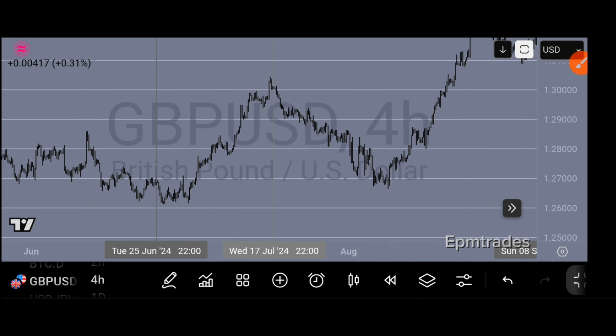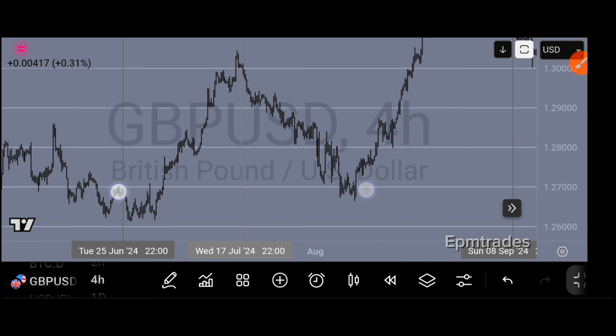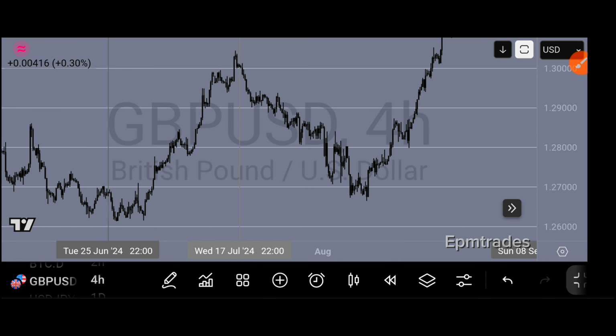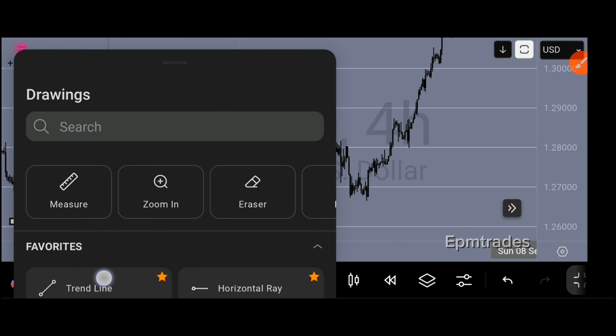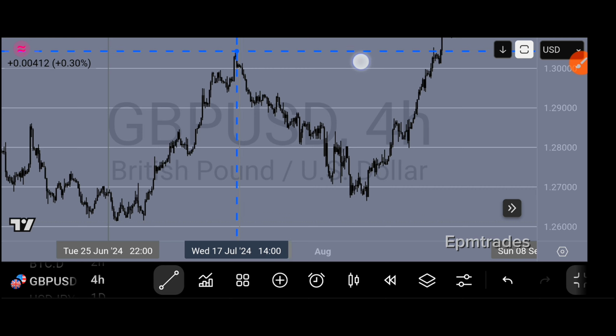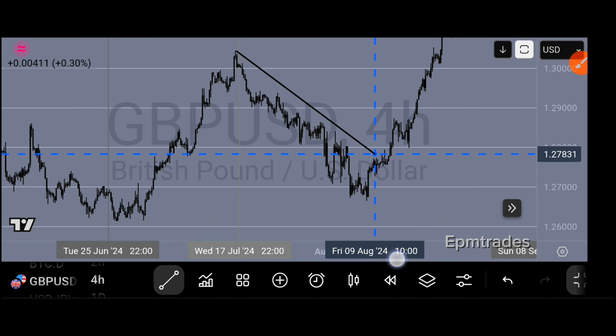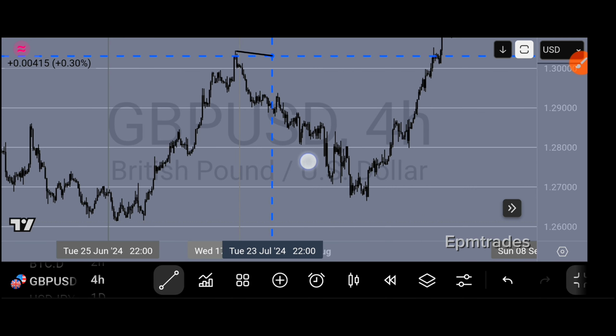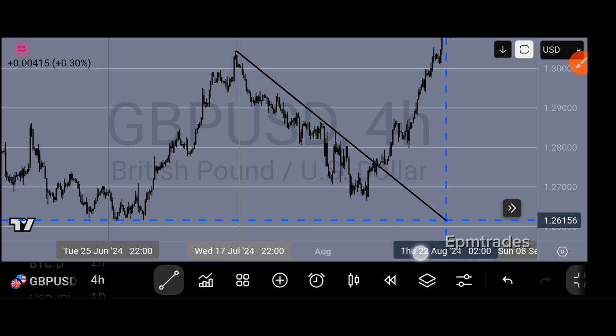Looking at this chart, GBP USD, the first thing we need to identify is an active trend line to the downside. So we click on the trend line. So we have something like this, an active trend line to the downside, identifying our point A and our point B, then extend it.